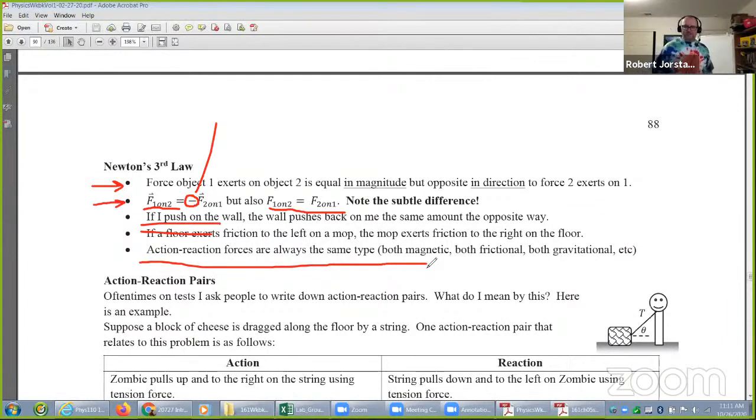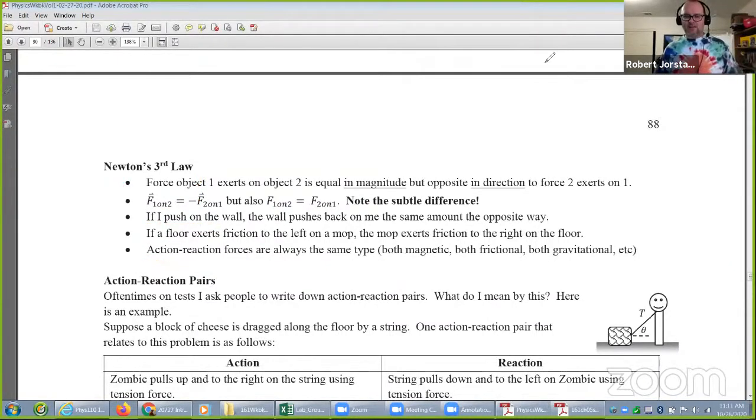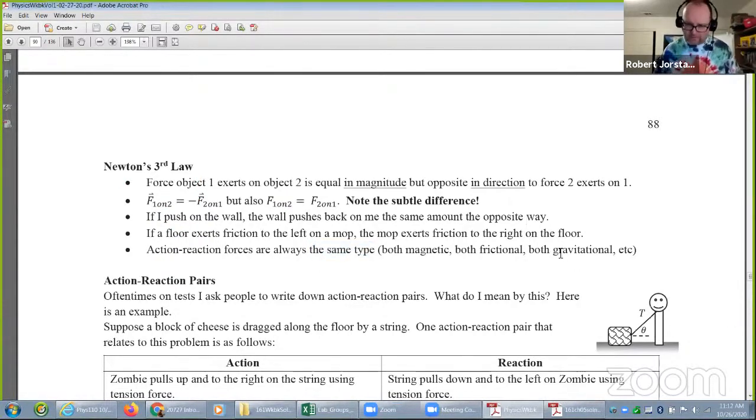If a force is a gravitational force, the reaction force associated with it must be gravitational. If a force is frictional, the reaction force must be frictional. So yeah, the action-reaction pairs are always the same type of force. Either they're both normal forces or both frictional forces, etc.